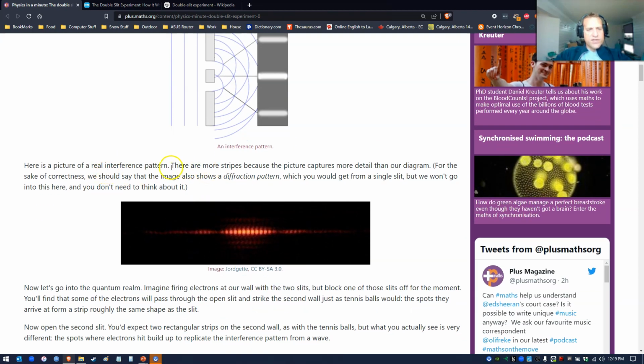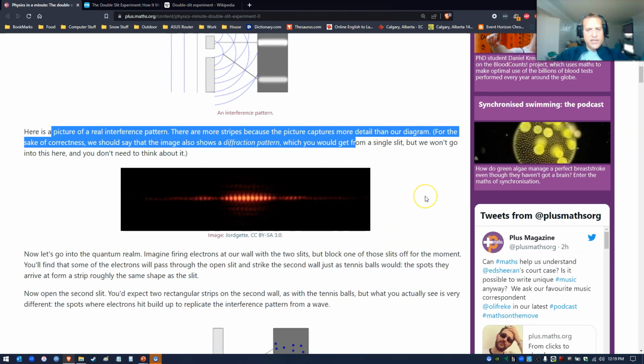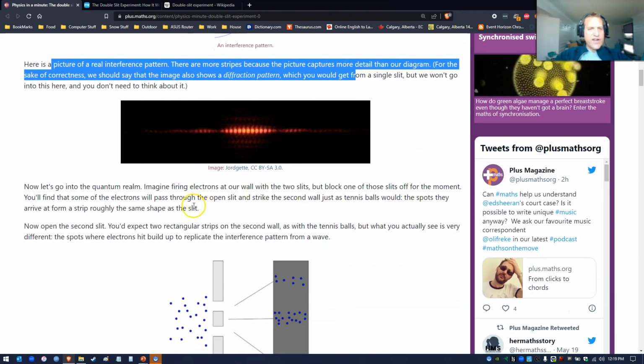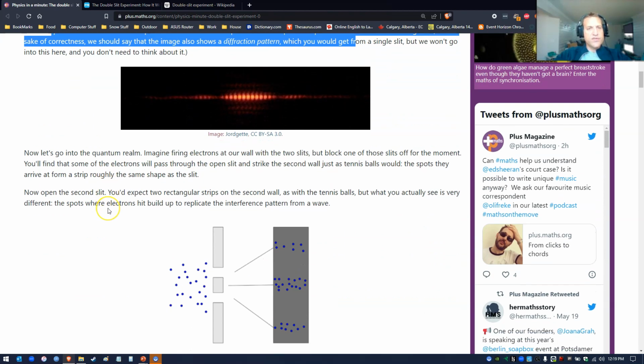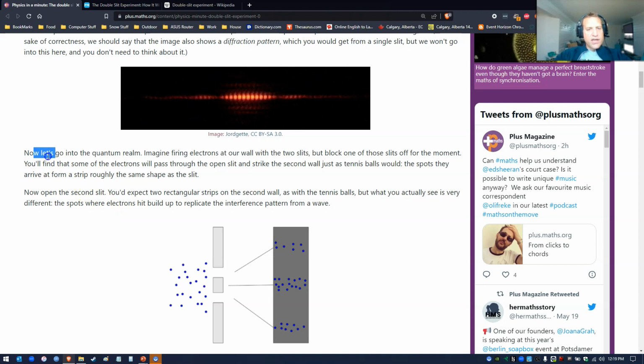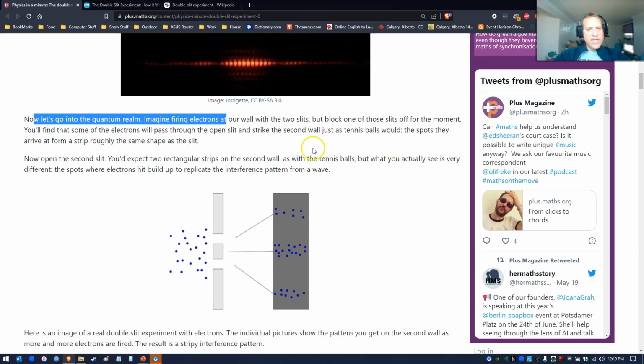Here's a picture of a real interference pattern. Oh, that's the one that I used. Okay, diffraction pattern. Yeah. So you need the diffraction pattern first, and then from two diffraction patterns interacting, you get the interference pattern. So now let's go to quantifying electrons. Block one of those slits off for a moment, and they behave classically.